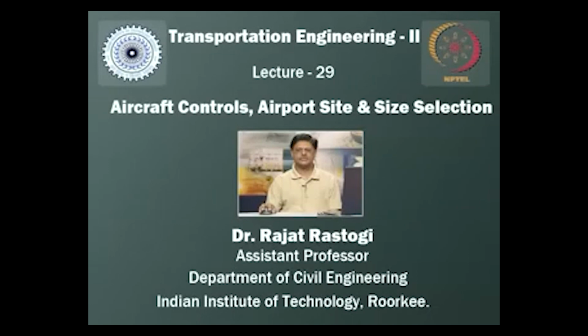Dear students, today we are starting with another lecture in the lecture series on course material of Transportation Engineering 2. In today's lecture, we will be discussing the various types of aircraft controls which are used when the aircraft is in motion, that is in air, and at the same time we will also be discussing the various factors which contribute towards the selection of site of an airport as well as the size of an airport.